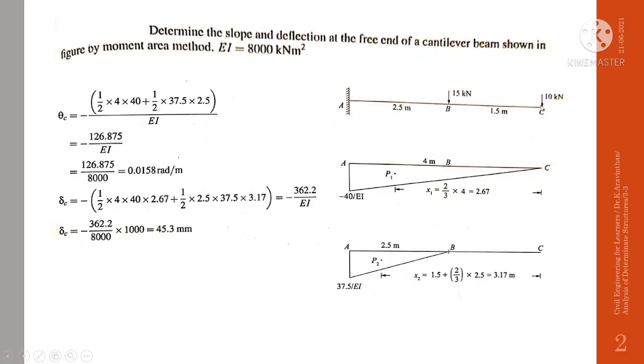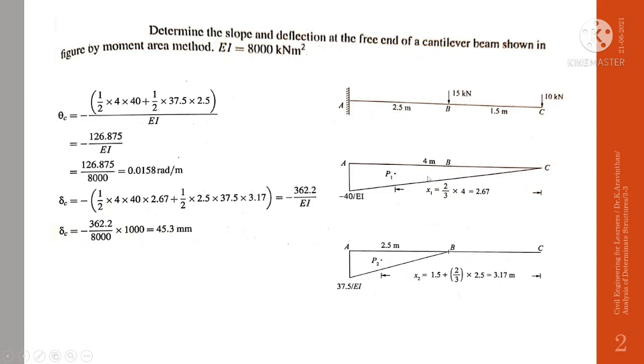Also with respect to C, here we need slope and deflection at point C. Hence we are considering the centroid with respect to C. For the second bending moment, the centroid will be 2/3 of the base, 2.5 meter, and you need to add the remaining 1.5 meter till point C. So we are finding the distance from point C, where you need the deflection, and it will be 3.17 meter. After finding these two, you can go on to find theta C.